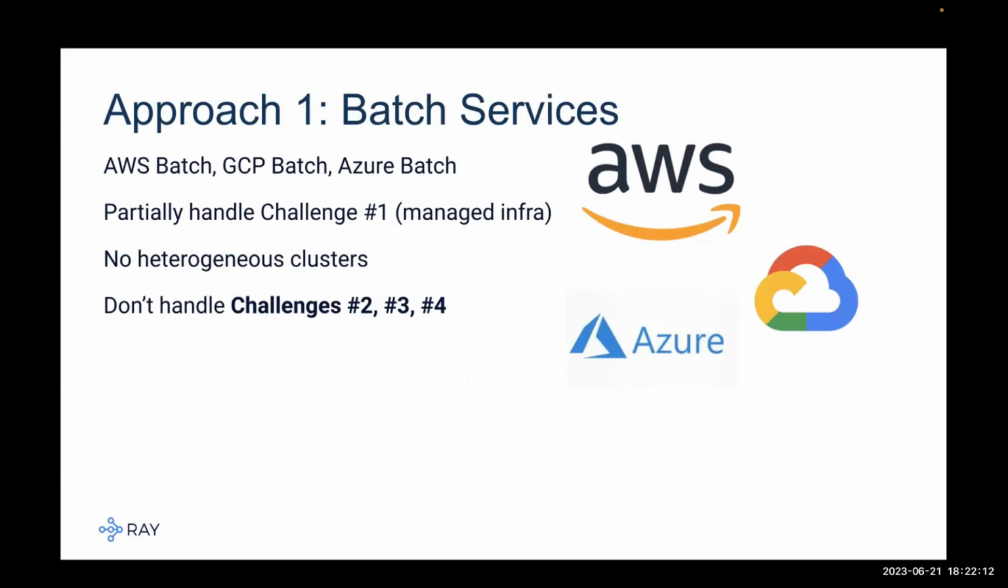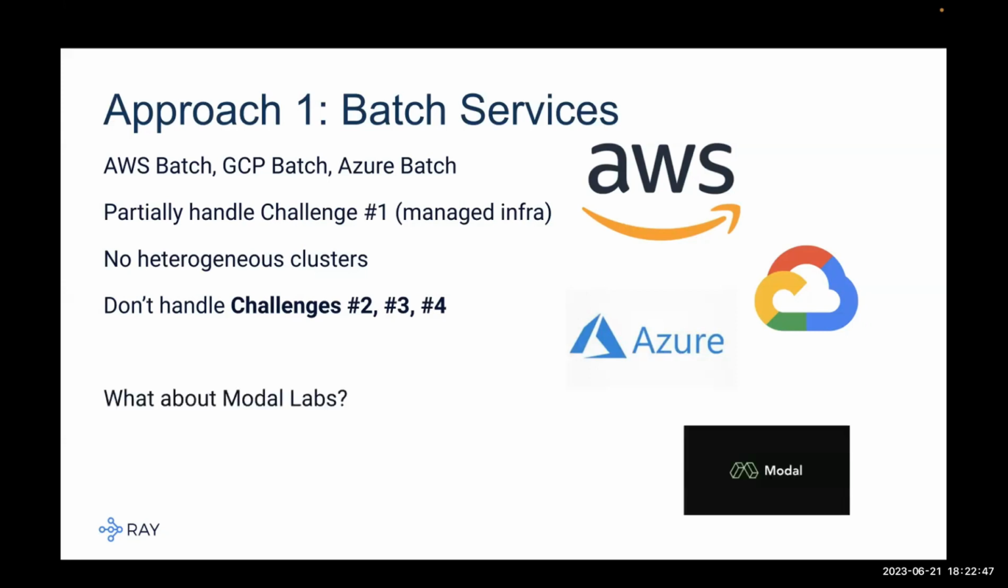These handle challenge number 1. They provide an easy way to manage your infrastructure, to spin up clusters and create nodes. They don't necessarily allow heterogeneous clusters. I think for AWS Batch, all the nodes need to be of the same instance type. And they don't really handle challenges 2, 3, or 4. You can create these clusters and submit jobs, but you as the user need to write your software in a way that can fully utilize all these resources, read data from storage, and transfer data from CPU RAM to GPU RAM. Development is also not very easy with these solutions. There's another one like Modal Labs, which does make development very easy and provides some basic primitives for parallelization, but again, it's not really tailored for this particular use case of batch inference.